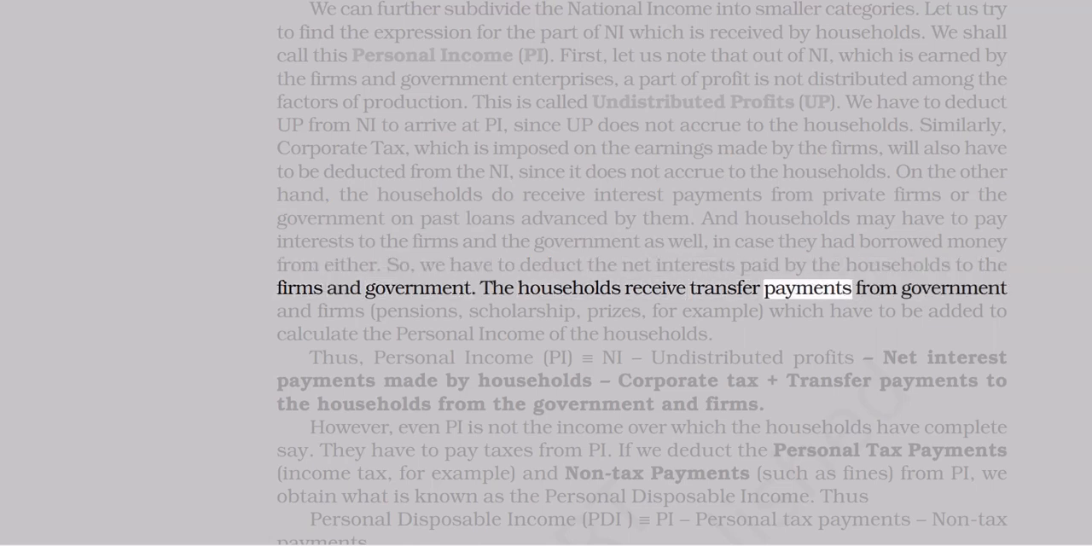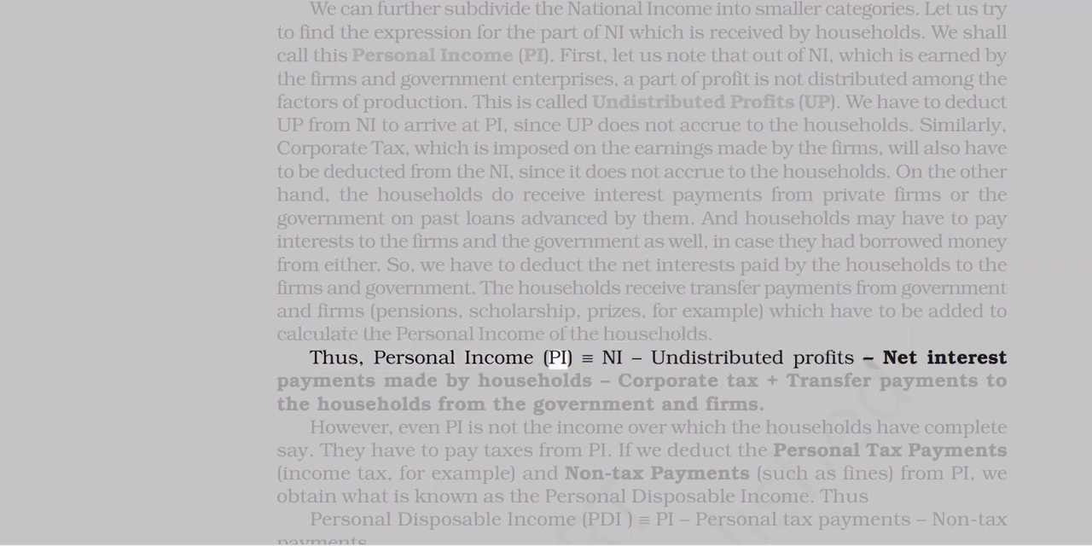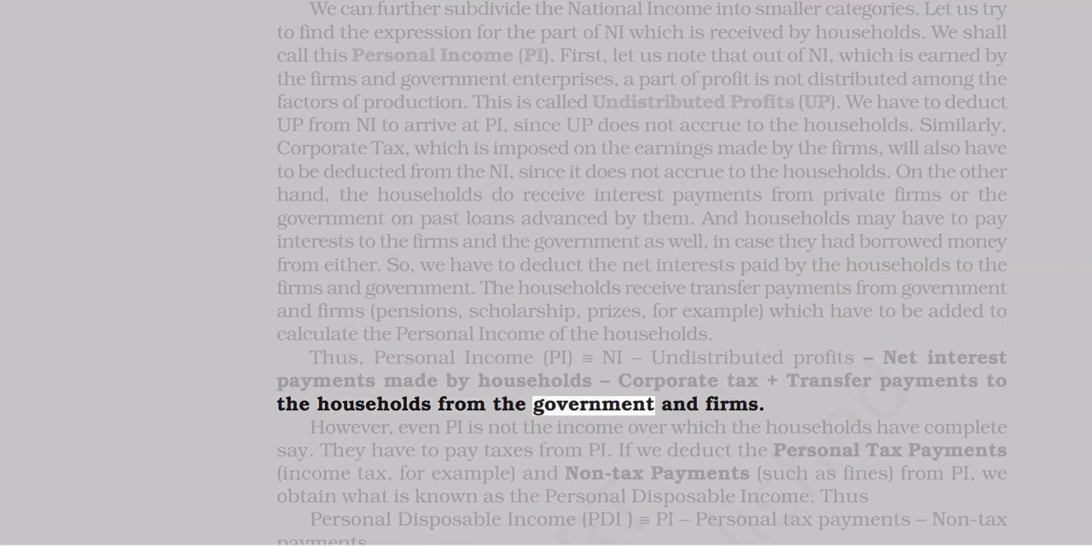The households receive transfer payments from government and firms, for example pensions, scholarships, prizes, which have to be added to calculate the personal income of the households. Thus, personal income, PI = NI - undistributed profits - net interest payments made by households - corporate tax + transfer payments to the households from the government and firms.